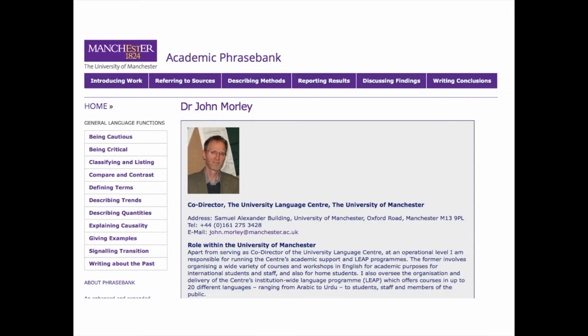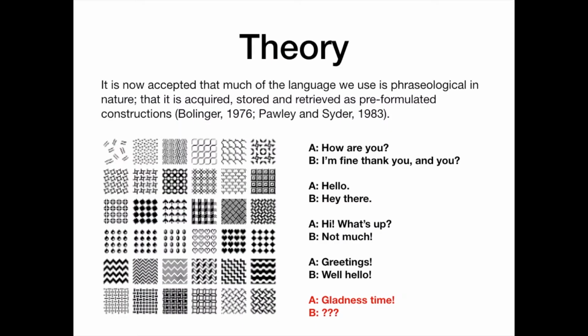Where did it come from? This is from Dr. John Morley of Manchester University, and it has been part of his research. So it's very research-based, and the theory is pretty simple. You see a complicated quote there. It says, "It is now accepted that much of the language we use is phraseological in nature, that is acquired, stored, and retrieved as pre-formulated constructions."